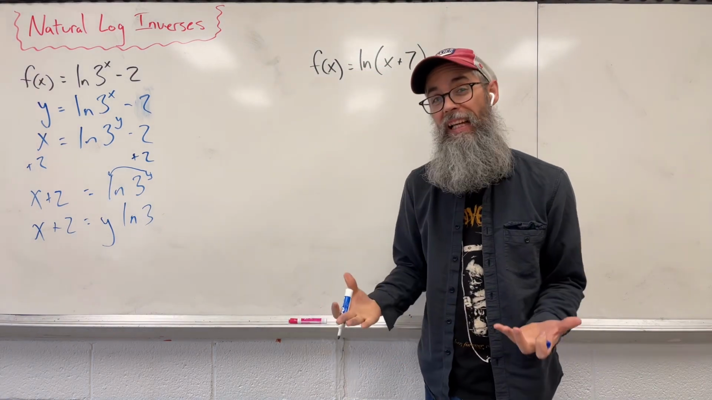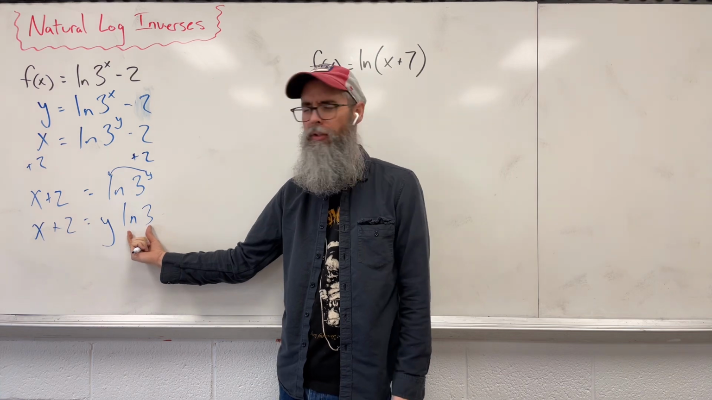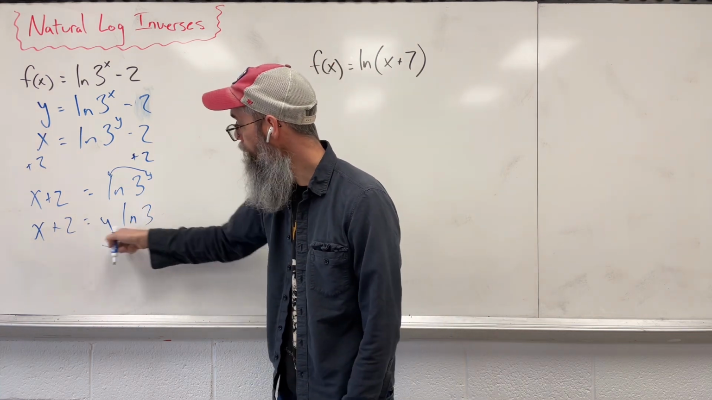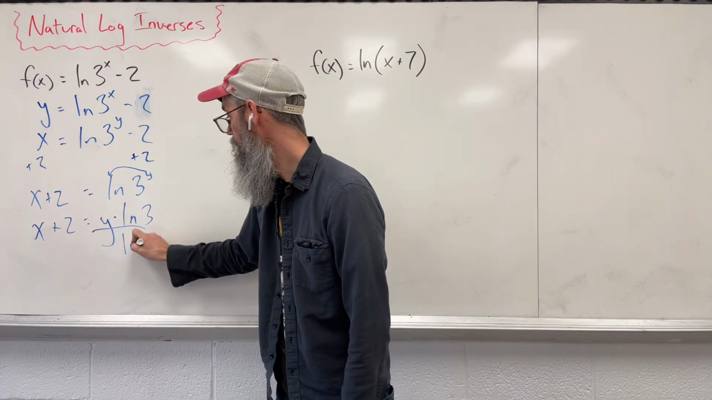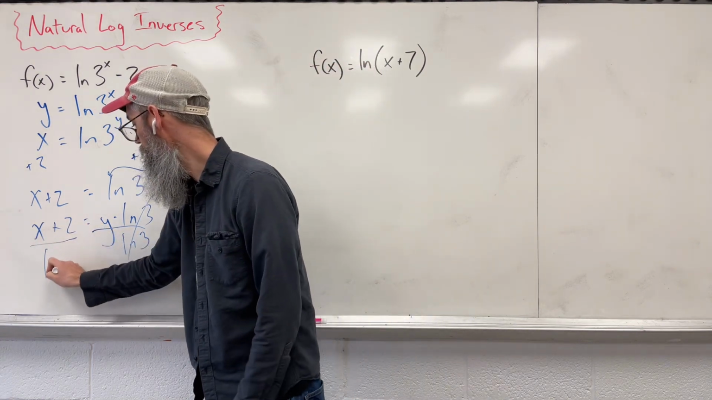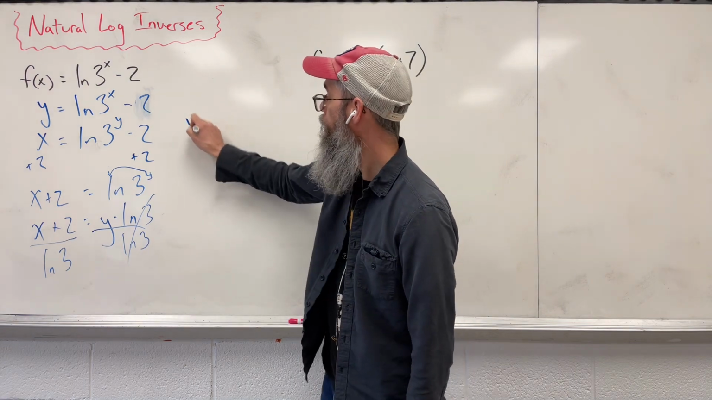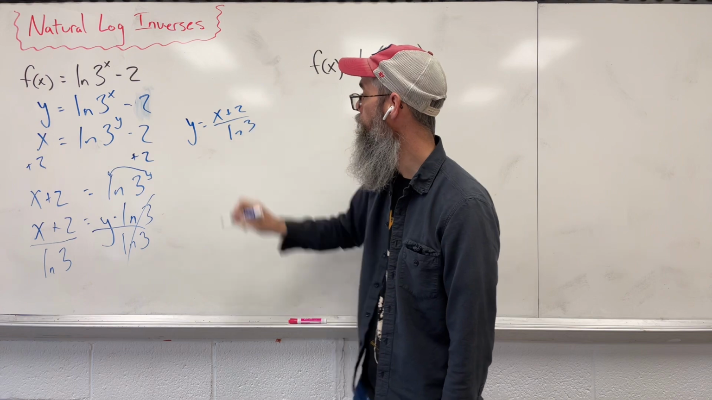Our goal is to get y alone. We're almost there because this is a number. I don't know what the number is, but it's a number. Plug it into the calculator, you get something. But these two things are next to each other, and that means multiplication. So let's divide by that number. And we're left with just y there. Y equals x plus 2 all over ln of 3.